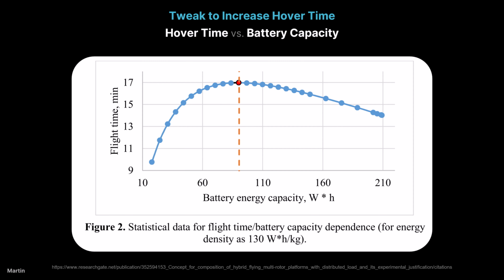This figure shows the flight time as a function of battery capacity. As illustrated, flight time does not increase linearly with battery capacity. Instead, it follows a nonlinear trend, reaching a peak where the energy added by increasing capacity is balanced by the additional weight. This peak represents the optimal battery configuration for maximizing hover time.